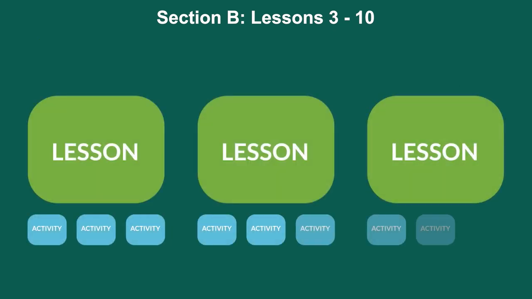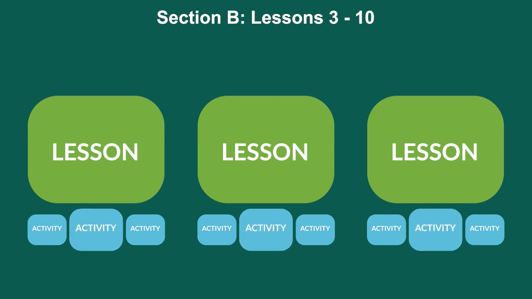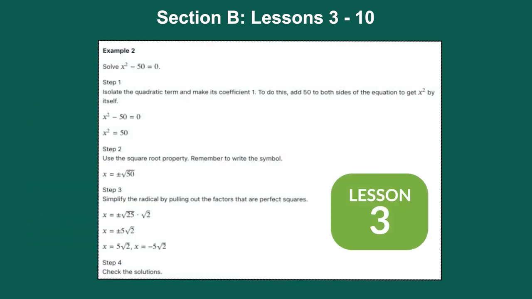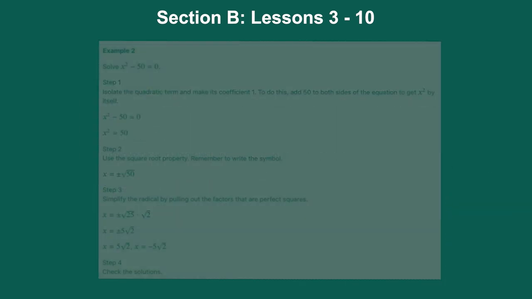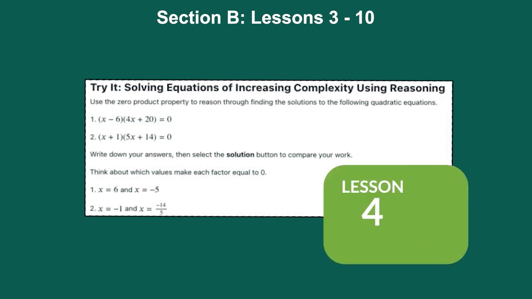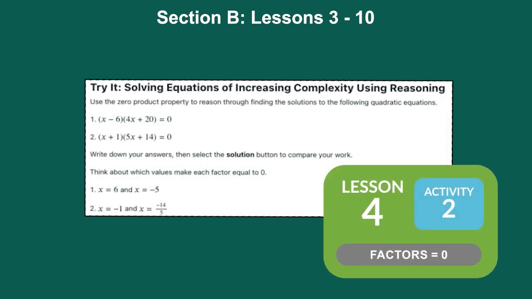An instructional suggestion that I have is that the most important pieces of the lessons to emphasize are usually found in the second activities of each lesson. For instance, in Lesson 3, Activity 2, students learn to recognize pairs of solutions by taking the square roots of both sides of a simplistic equation. Then, in Lesson 4, Activity 2, the zero product property is fully defined and used to solve quadratic equations given in factored form.